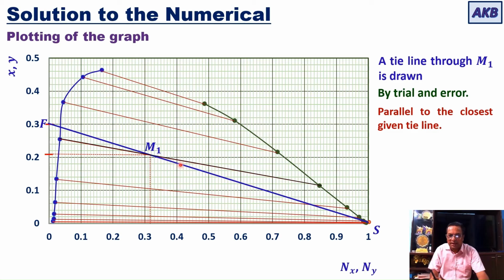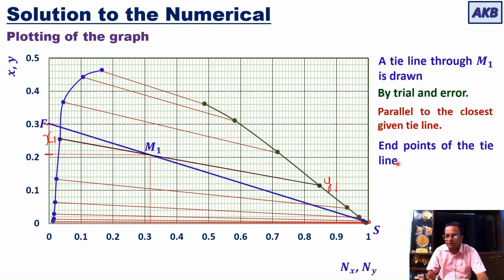So the black tie line is the tie line that we need in our calculations. Now the next task is to locate the end points of this tie line, the tie line that is drawn through point M1. So this will give me y1, the end point of this tie line, and the other end point will give me x1, and I need those values. These values are required for calculating E1 and R1. So for this particular tie line, what are the values of x1 and y1?